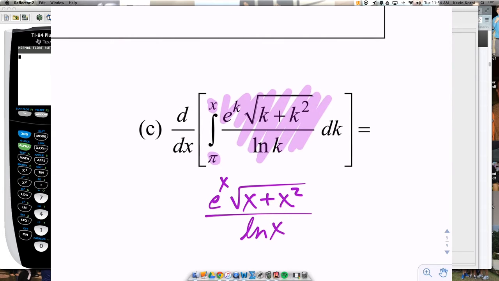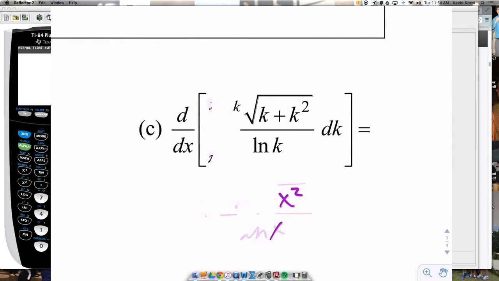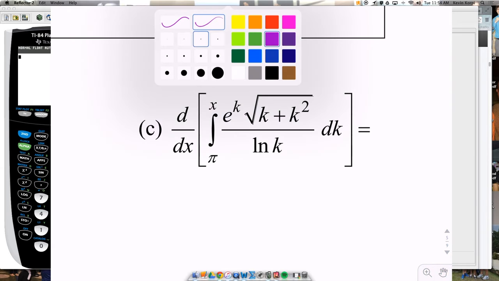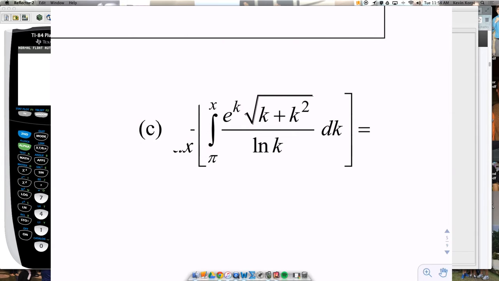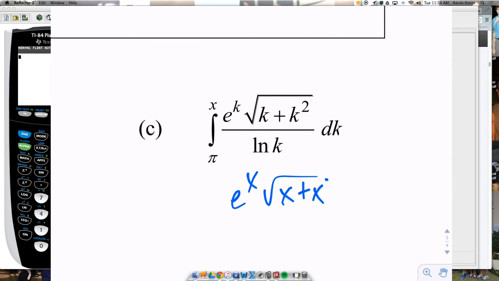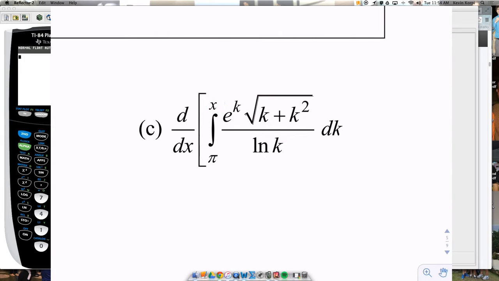Now, here's one thing that you want to be very cautious of. You get in the habit of just writing down the integrand, and you have to remember when it works. Because if I just asked you to take the integral from pi to x, like that, with respect to k, is that just going to be the answer? E to the x square root of x plus x squared, is it? No. It only works when we're taking the derivative of the integral. In this case, you would have to actually try to find the antiderivative and evaluate it, or maybe these are both numbers and it's a calculator question. So it only works when it's the derivative of the integral. So don't get overconfident.